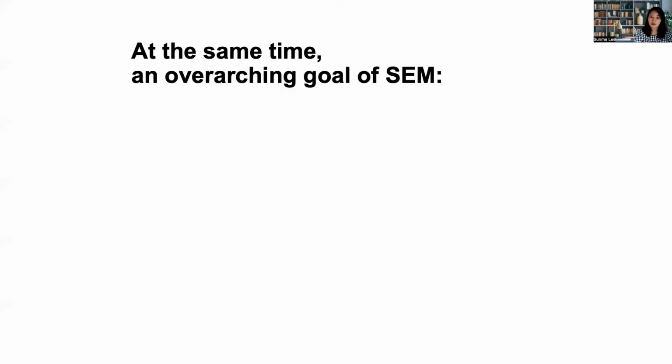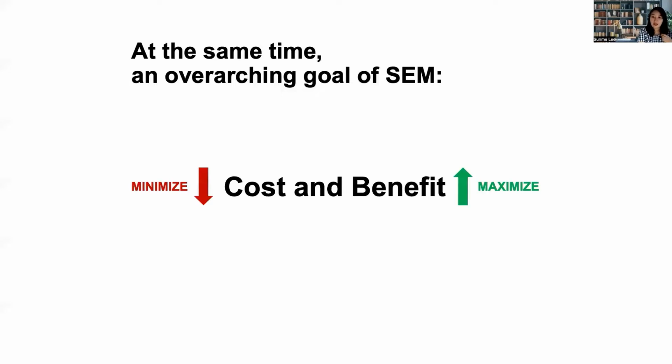At the same time, I want you to have this overarching goal in your mind when you're doing SEM, because you pay to show your ads. Each time the user clicks on your ads, you should pay, and then Google will have some money. It can be as high as $600, like we just talked about in the last class. So the overarching goal for any SEM campaign is to minimize the cost and maximize the return. It's really a cost and benefit analysis.